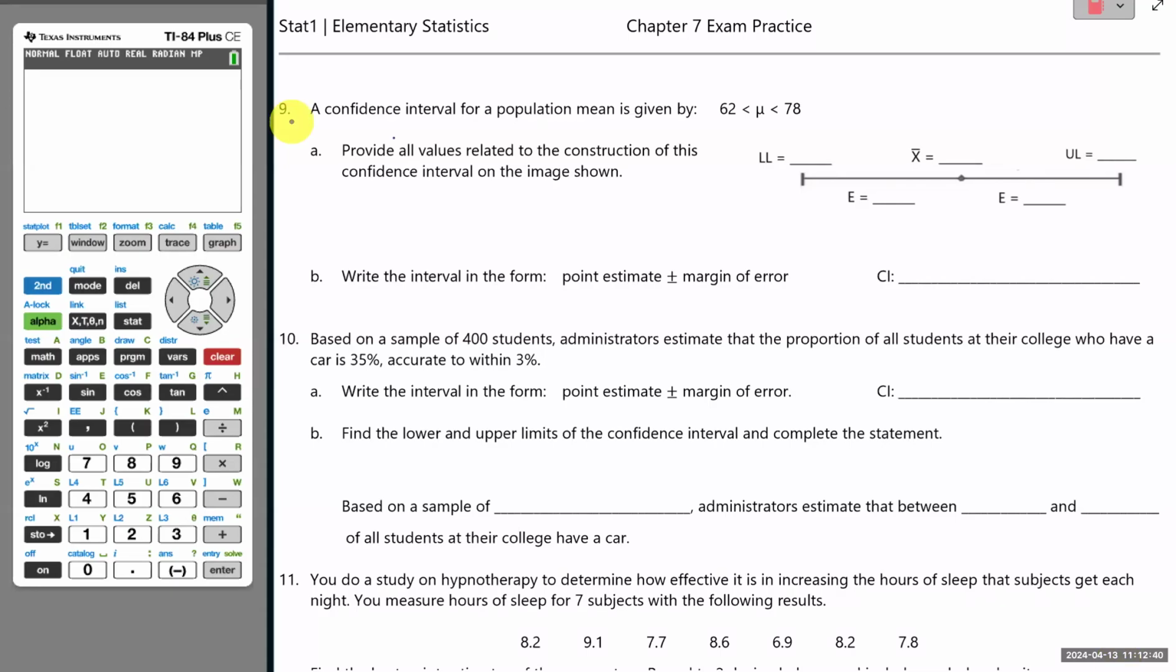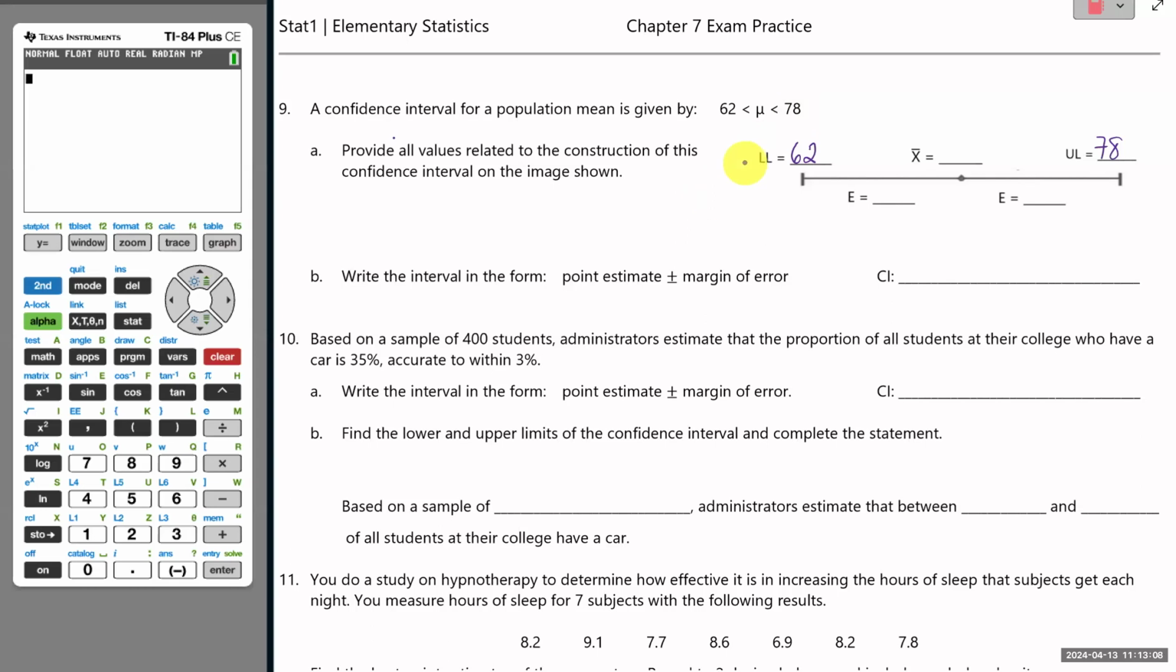Welcome. We're on page 2 of our Chapter 7 exam practice, and this is number 9. A confidence interval for a population mean is given by the following. We're going to put that information here on our number line and then write the interval in its alternative form. So let's start here with our lower limit, which is 62. Our upper limit is 78.